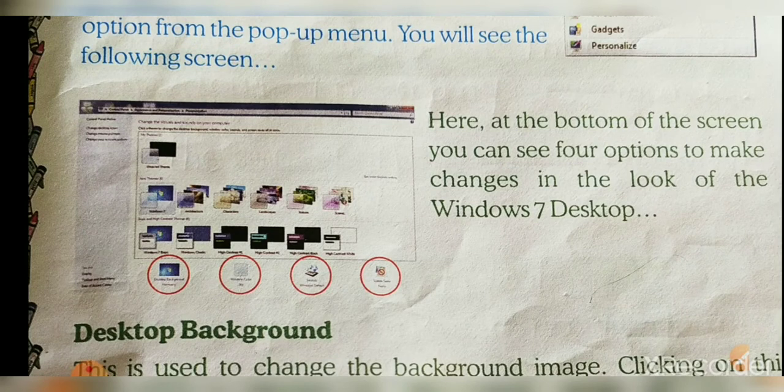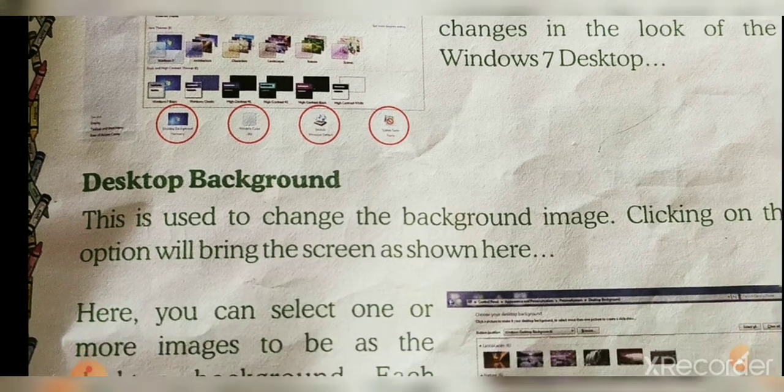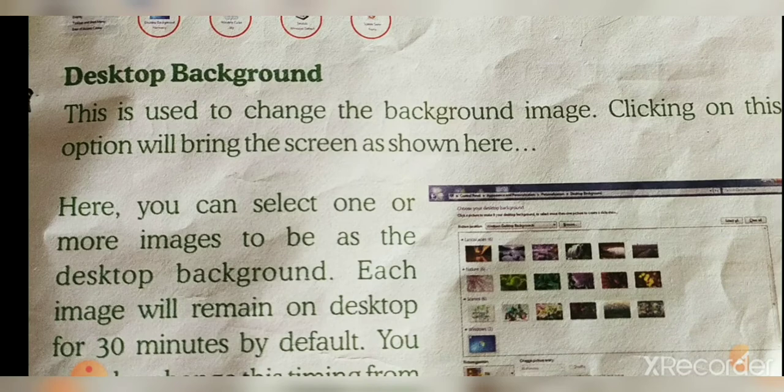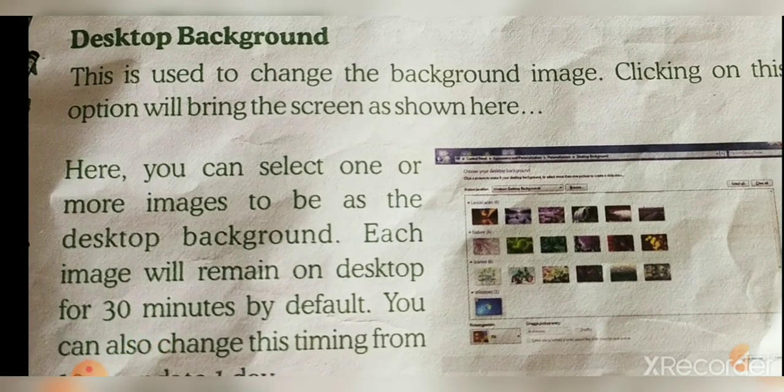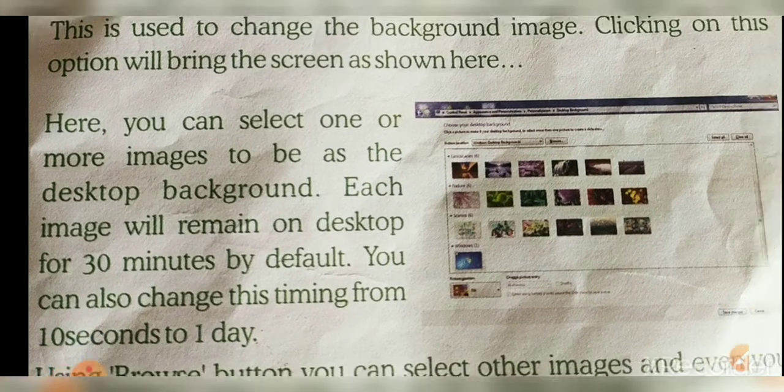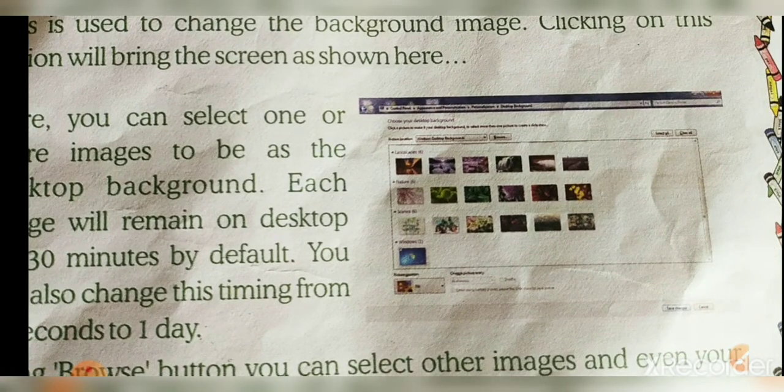Now see, here at the bottom of the screen you see 4 options to make changes in the look of the Windows 7. Which are there? First of all, desktop background. This is used to change the background image. Clicking on this option will bring the screen as shown here. Look here, this is the screen when we change our desktop background.